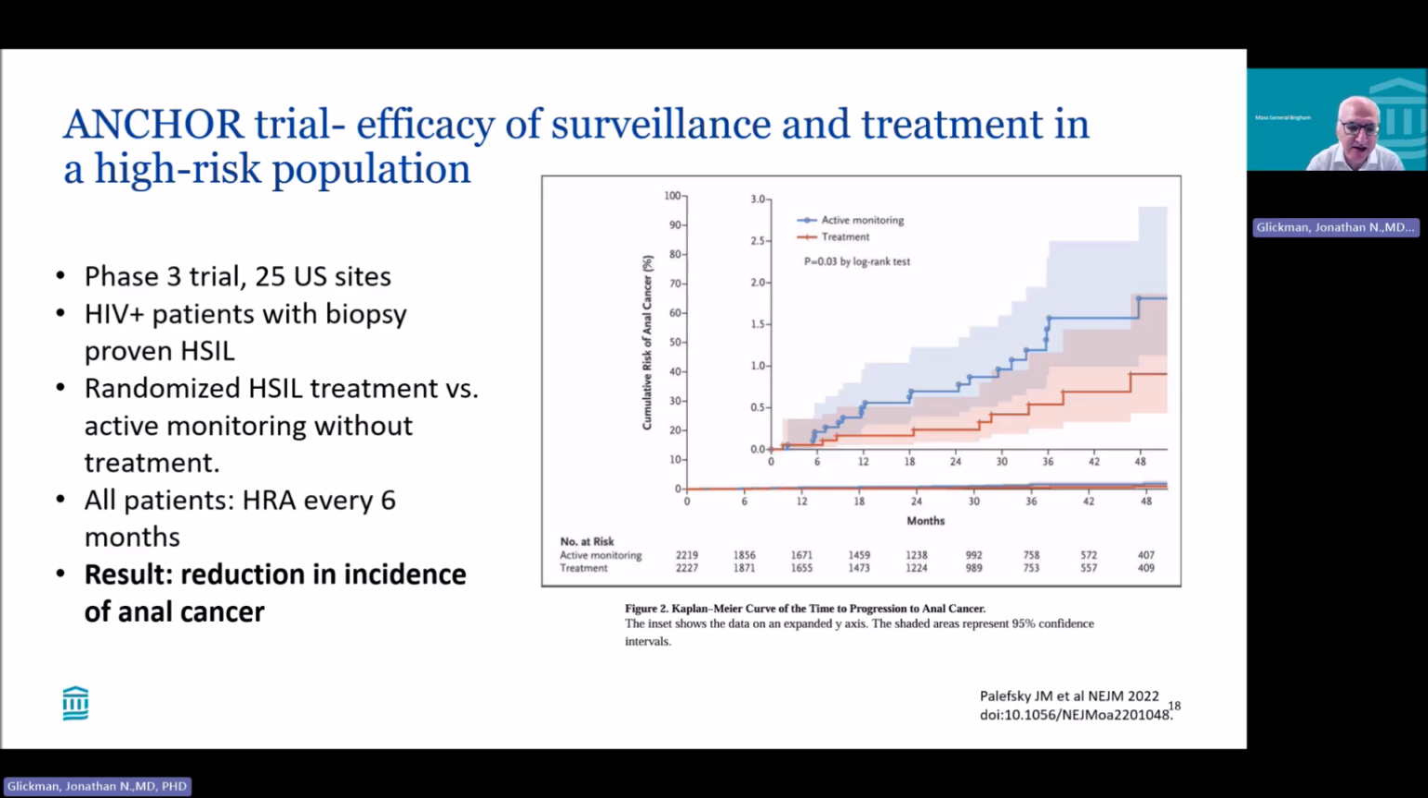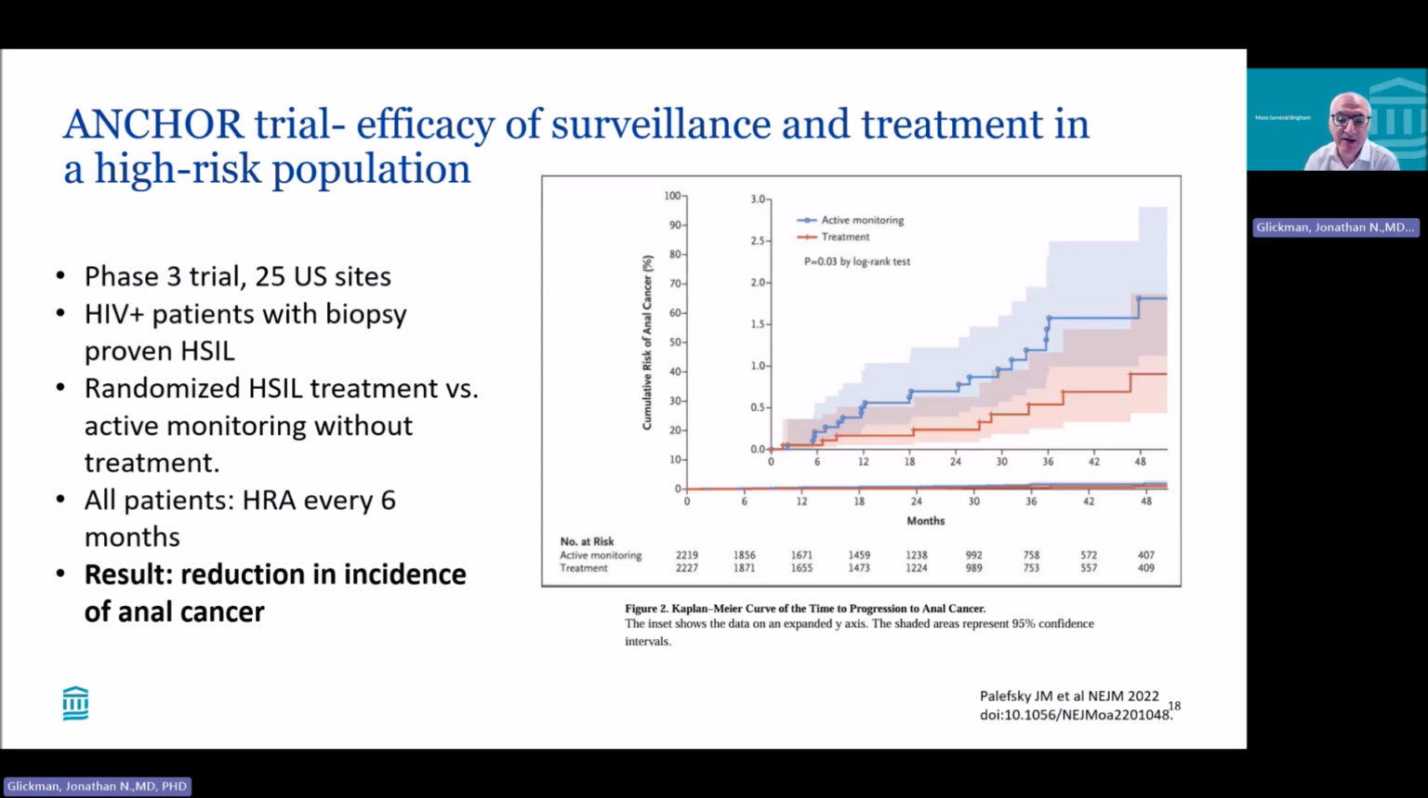So these are the results of the Anchor trial, which is a phase 3 trial performed at 25 US sites on HIV positive patients who had a biopsy-proven HSIL in their anus, and they were randomized to either receive HSIL treatment, similar to what I mentioned, or to active monitoring without treatment. And these patients all had a high-resolution anoscopy every 6 months. The result was a reduction in the incidence of anal cancer over the follow-up period of about 4 years.